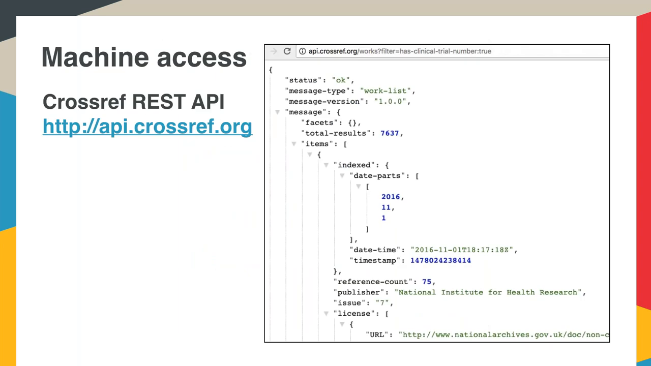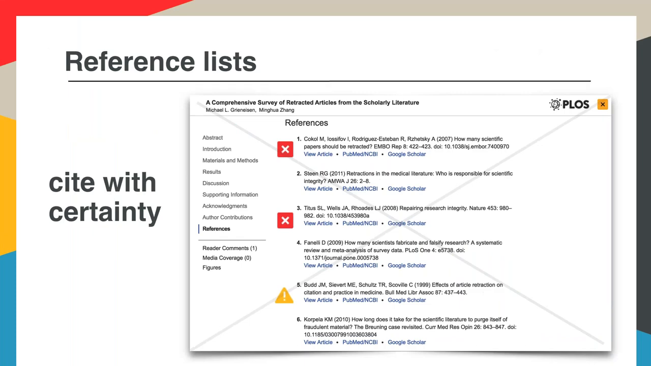It's an important part of Crossmark that all of the metadata that is registered with Crossref is also fully openly available in machine-readable format through our various APIs. This is a not very attractive screenshot of results from our REST API. So our APIs are open, anyone can access them and query for any of the metadata. And this means that there are some interesting opportunities for propagating this metadata.